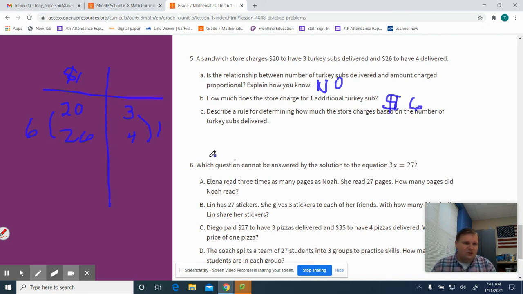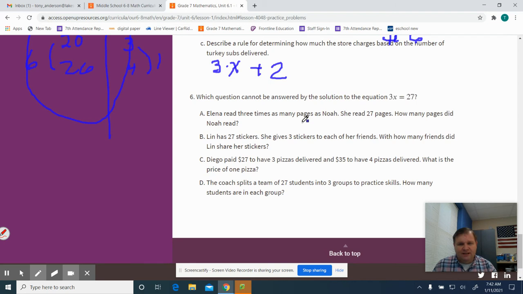All right, so we want to describe a rule. Well, 3 times 6 is 18. If that's what a sub costs, and then they have to have some kind of delivery fee. So it's $2 because 18 plus 2 is 20. Now, if we use that same thing here, 6 times 4 would be 24 plus 2 would be 26. So we're looking at those relationships over here, okay?